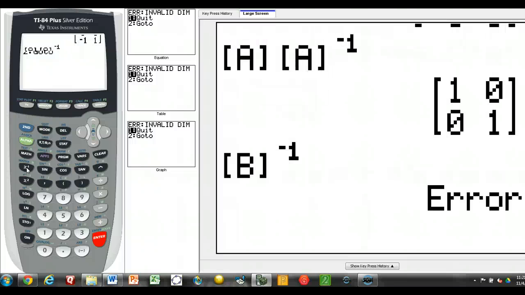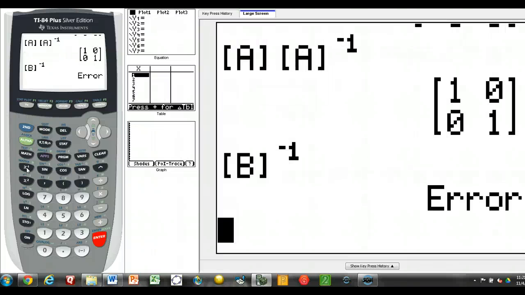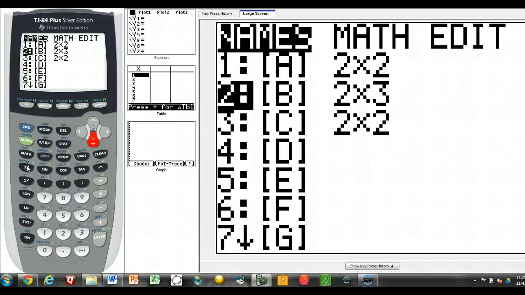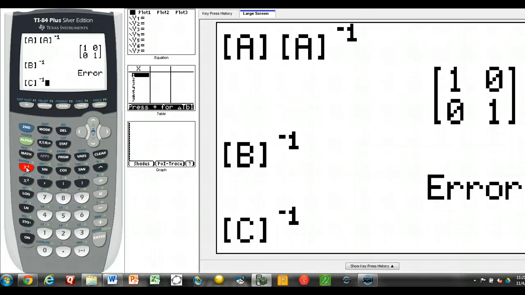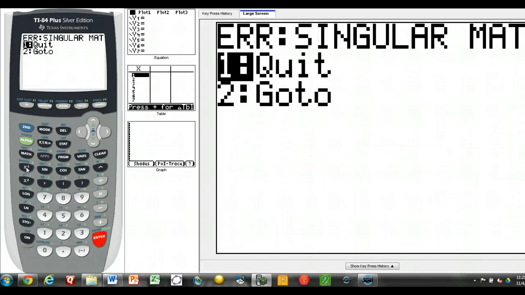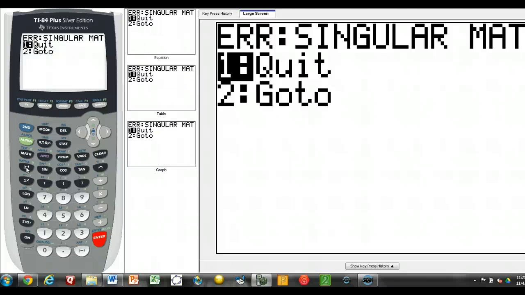So let's just quit. Alright, and then finally, let's try to find the inverse for matrix C. So pull up matrix C. And we want to hit our inverse button like we've been doing. And now we have another error called a singular matrix. What this means is that the determinant of matrix C is 0, and that's bad. We can't have the determinant of matrix C to be 0. We could actually verify this, so let's just quit.